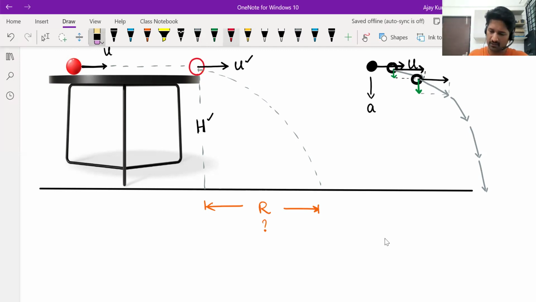But one thing we can find out is just before hitting the ground, at what angle the ball will be moving.